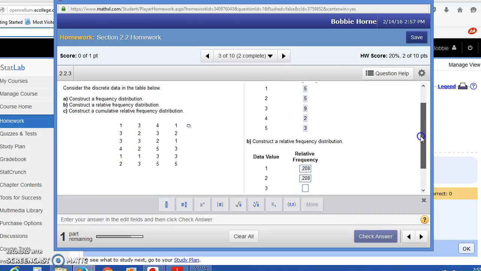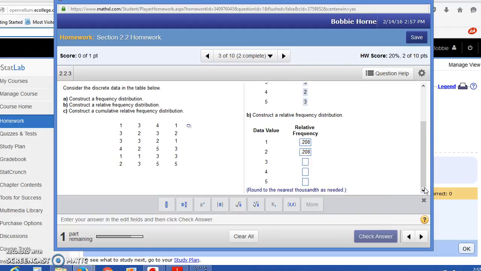And then look at your 3. You will do 9 divided by 24, which is 0.375. And then you would do 2 divided by 24, which is 0.083. And then the last one is 3 divided by 24, which is 0.125. Now notice, these should add up to be 1. If they don't add up to be 1, then you know you've made a mistake.